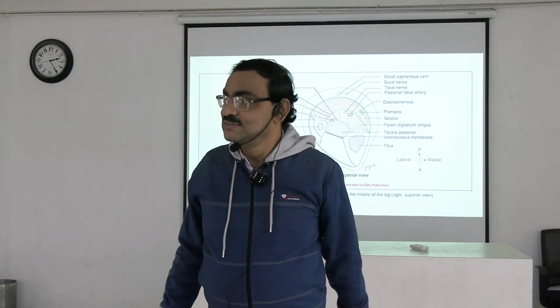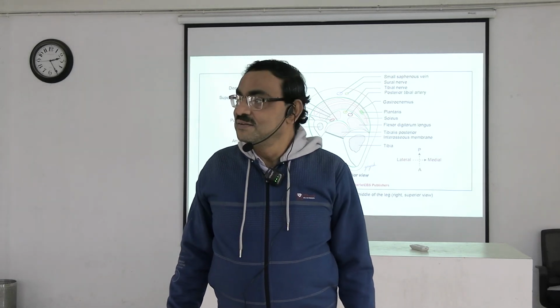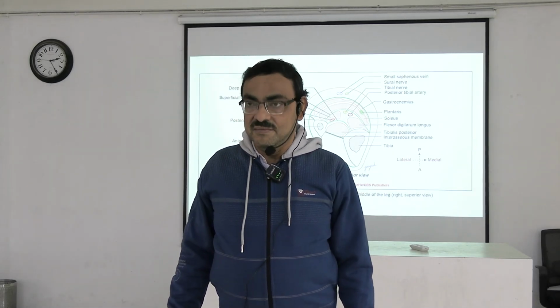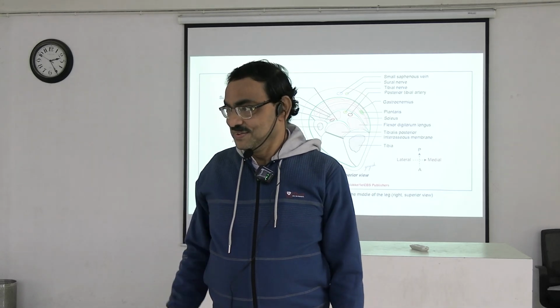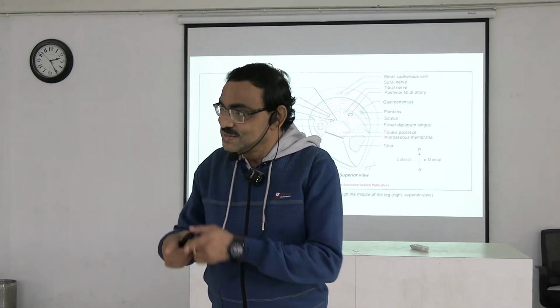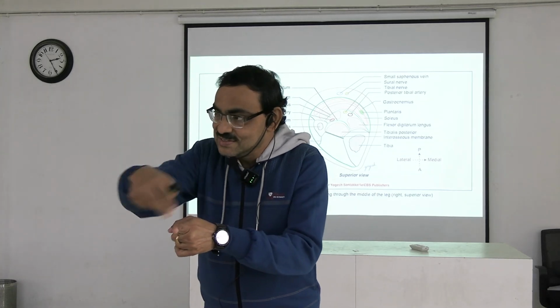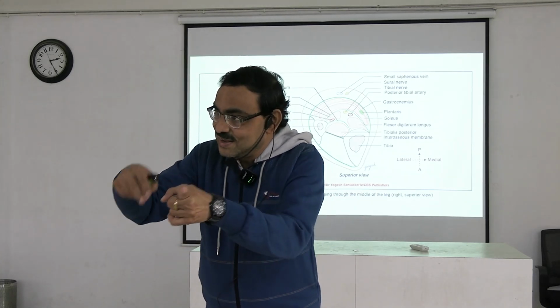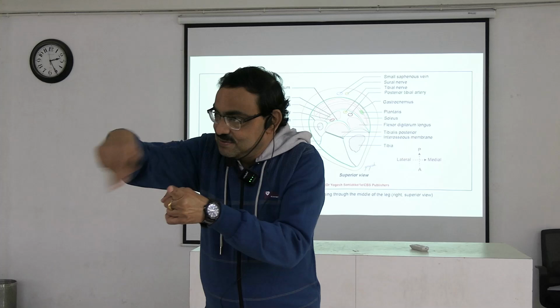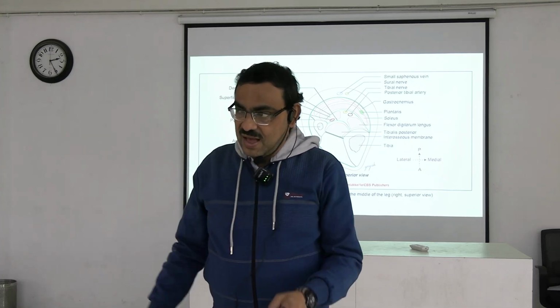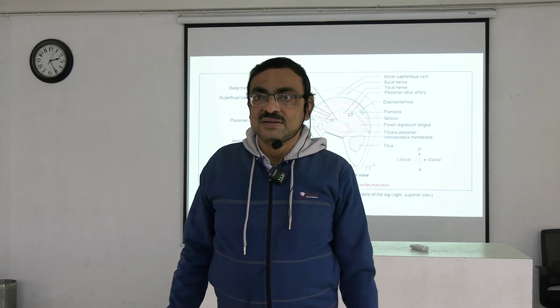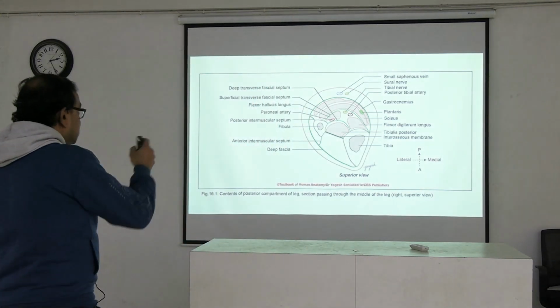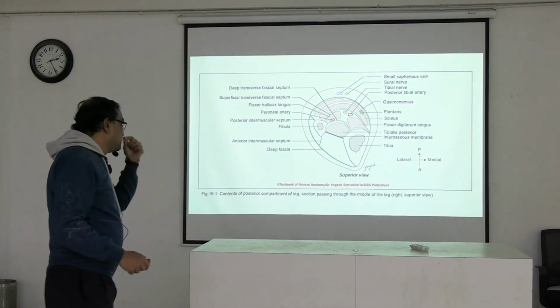Here we will get a unipinnate muscle. Unipinnate muscle. That means there is one feather and there is a tendon and fibers are directed around one side of it. So in the deeper plane, we are getting this muscle.